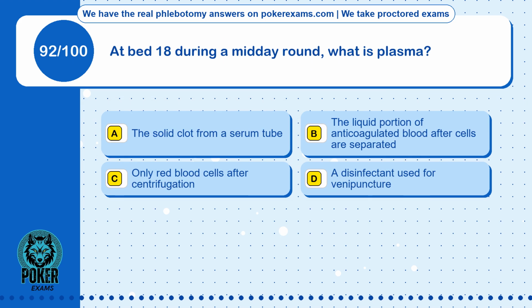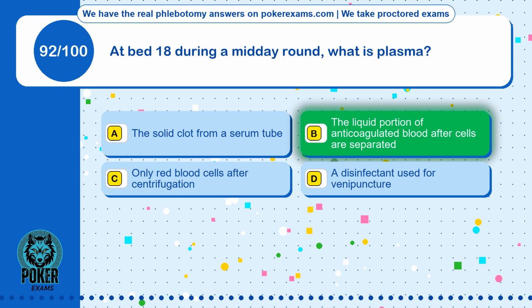Question 92. At bed 18 during a midday round, what is plasma? Option A. The solid clot from a serum tube. Option B. The liquid portion of anticoagulated blood after cells are separated. Option C. Only red blood cells after centrifugation. Option D. A disinfectant used for venipuncture.